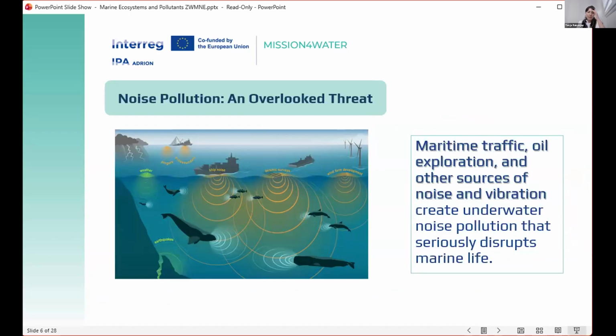There is another type of pollution that we don't talk about a lot. It is noise pollution. Maritime traffic, oil exploitation, and other sources of noise and vibration create underwater noise pollution that seriously disrupts marine life, especially dolphins and whales. These animals depend on echolocation to find their way and communicate. Noise pollution can disrupt their behavior, cause strandings, and make reproduction more difficult. Next slide, please.